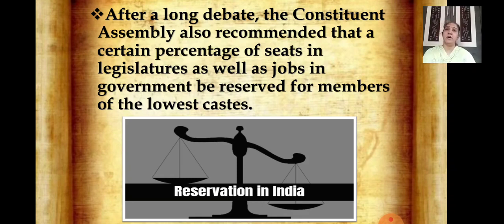After that, what happened? After a long debate, the Constituent Assembly also recommended that a certain percentage of seats in the legislature as well as jobs in government should be reserved for the members of the lowest caste. Children, if you compare this with political science, you have seen the reservations, right? We have learnt in our chapter in political science about this reservation. Even the lower caste has reservations today. In social science, you have to connect all the three subjects to each other, so here we can have that comparison with political science. You have learnt about the reservations for the lower caste, as well as for women also. So after a long debate, the Constituent Assembly recommended that some percentage of seats should be reserved for the lower classes.